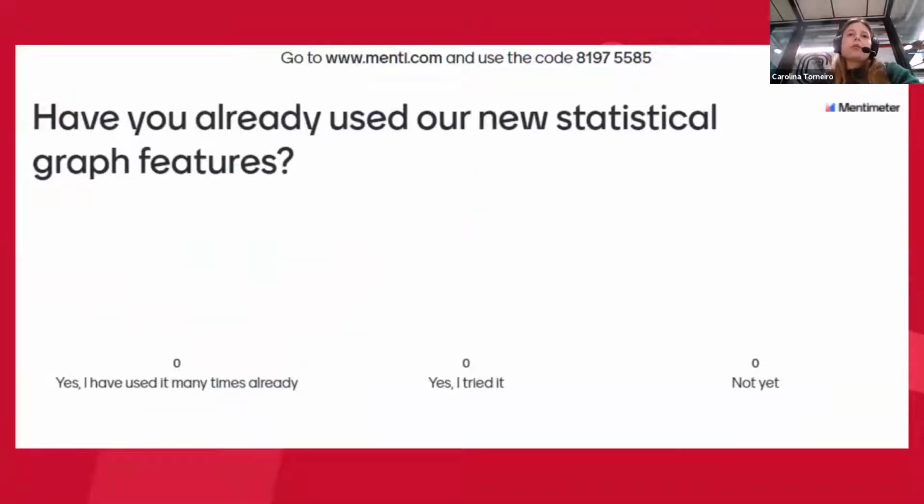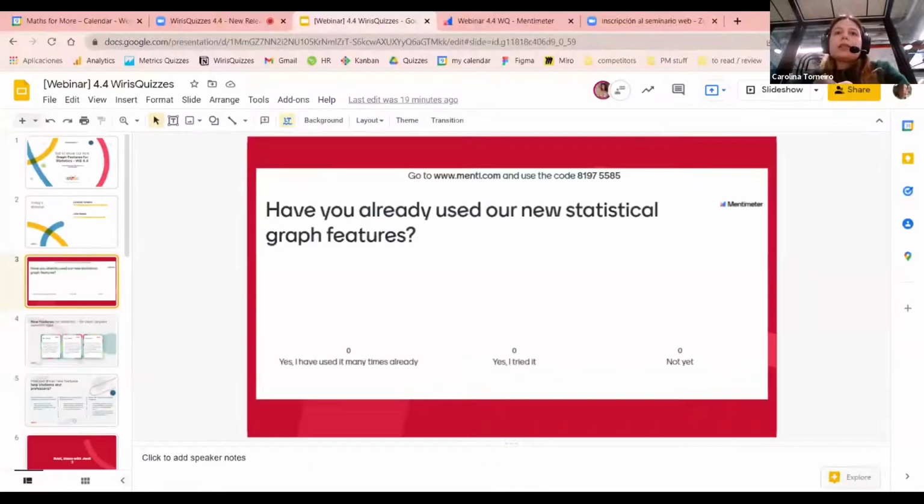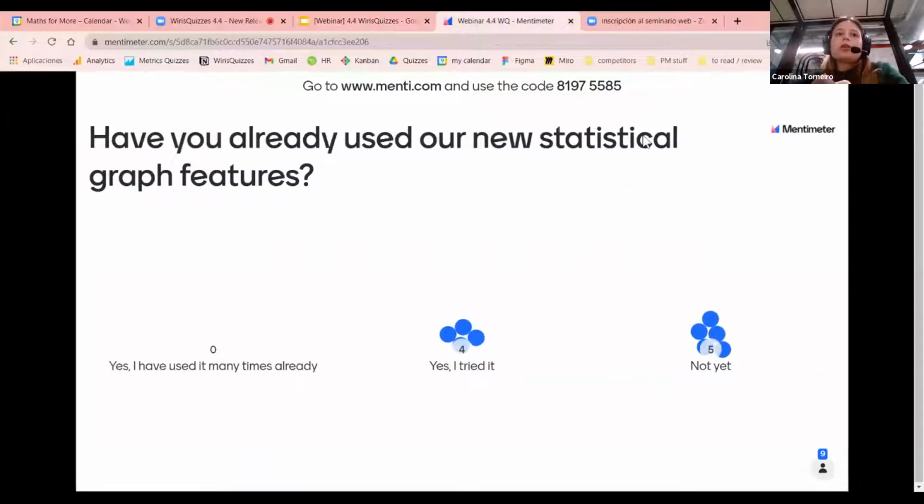To start off this webinar, we would like to ask you a quick question using menti.com. So if you go to www.menti.com and you insert this code 81975585, you'll be asked this question: have you already used our new statistical graph features? We would like to know if the statistical features are new to you, if you're aware of this new release, if you had already tried making quizzes with these questions. Your feedback is really important. So if you can take some time to go to www.menti.com, that would be great.